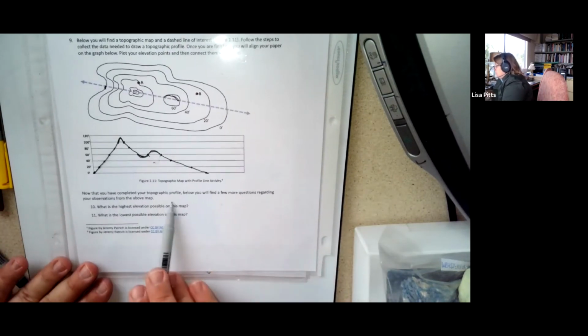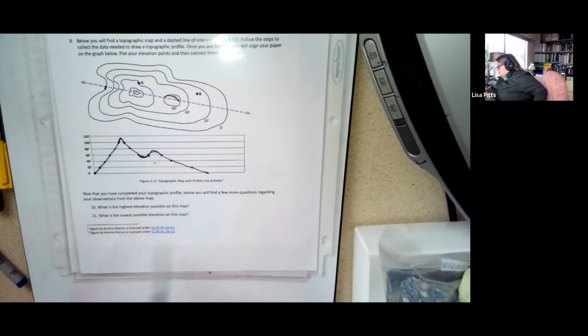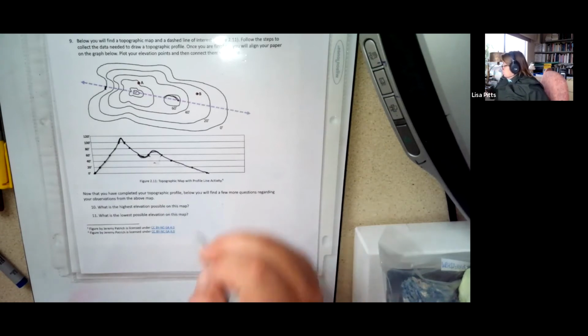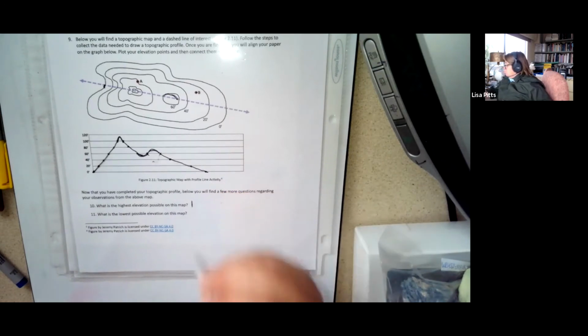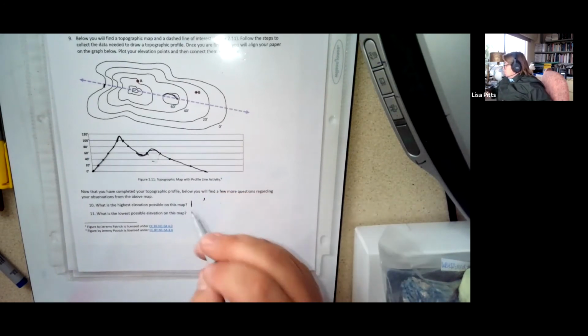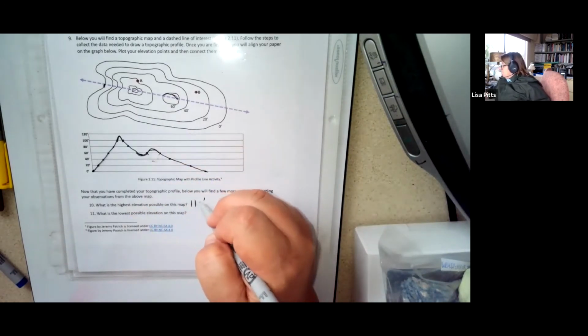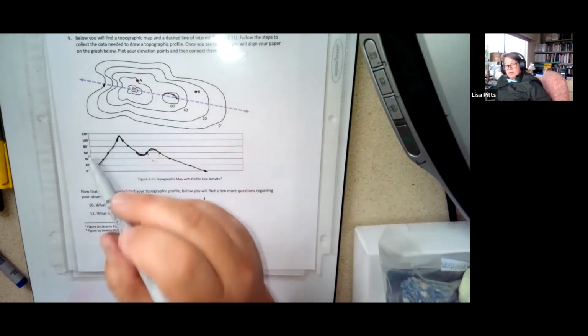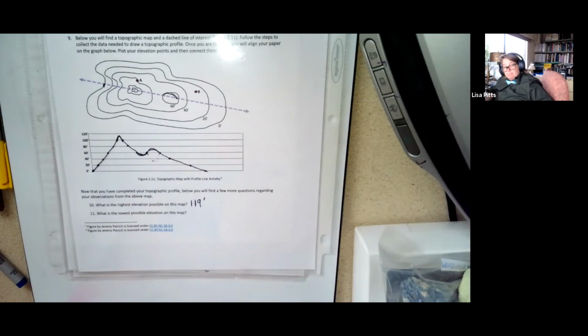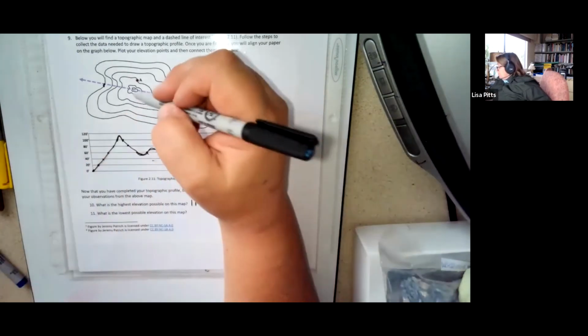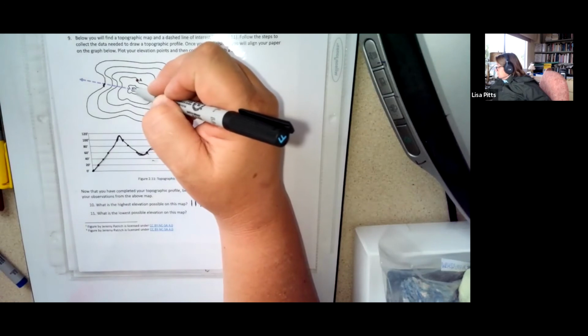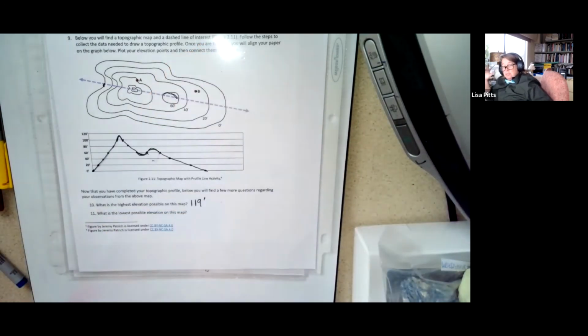Now it says, now that you have completed your profile below, you will find a few more questions regarding the observations from the map above. What is the highest elevation possible on this map? Well, it starts with a 1. Highest elevation is going to be 119 feet. Why? Because if it was 120 feet, there'd be another contour line. Right? And so we know, because this is 100, and there is no contour line there, the highest elevation possible on this map is 119 feet.